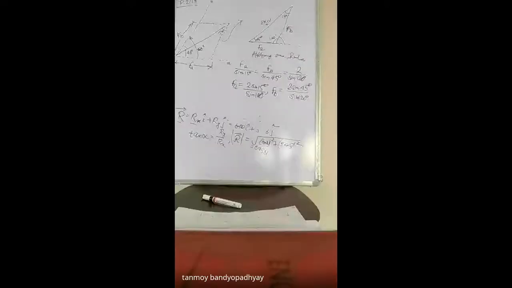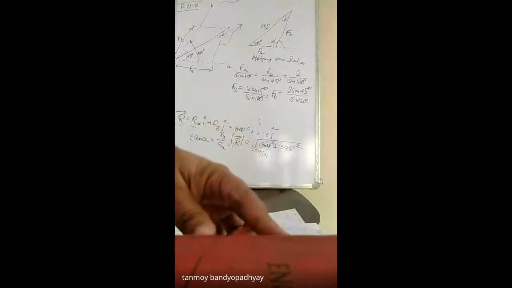FA equals 0.597. Yes, FA will be 0.598 kilonewton, and FB will be equal to 1.633 kilonewton. So these are the components of the force on the two inclined axes.